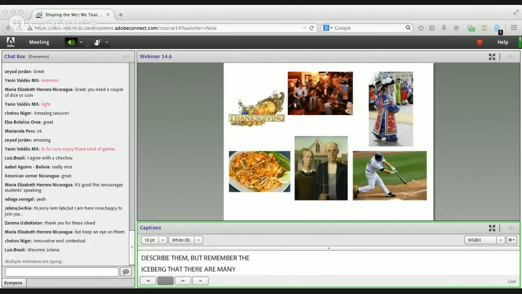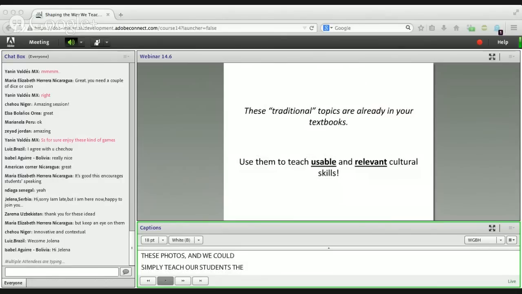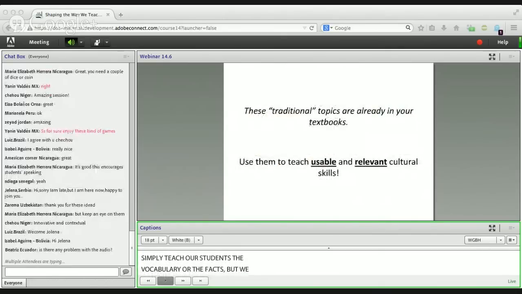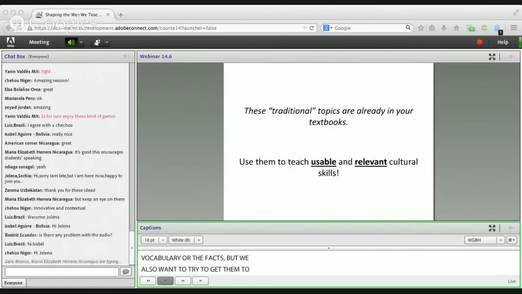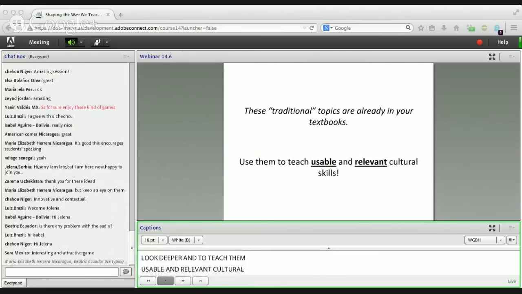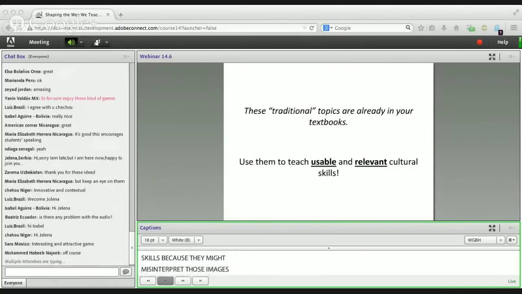We could simply teach our students the vocabulary or the facts, but we also want to get them to look deeper and to teach them usable and relevant cultural skills, because they might misinterpret those images without the proper background knowledge. It's also just a lot of fun, isn't it? To look under the surface.